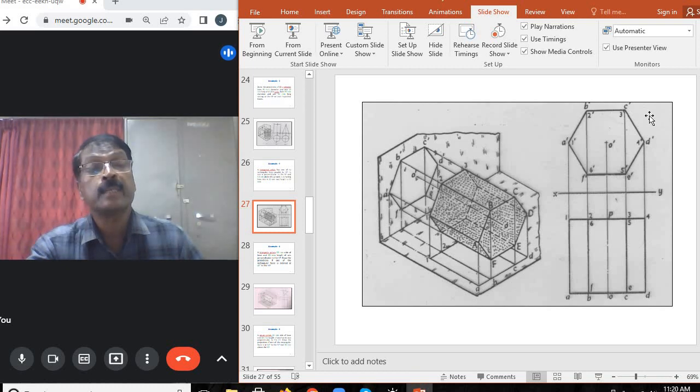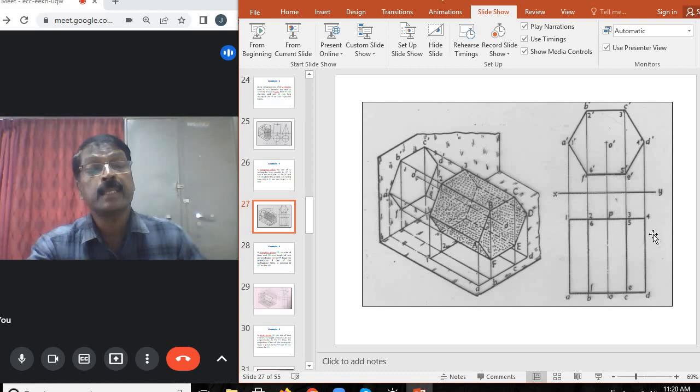Now project A dash, B dash, C dash, D dash vertically downwards to XY and project further. The distance from the vertical plane is not given, so assume 10 or 20 millimeter from the XY. Since the axis is perpendicular to VP, the back or rear base is parallel to VP. So parallel to XY, complete the one edge projected from the front view.